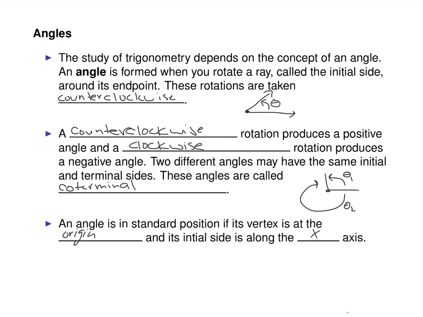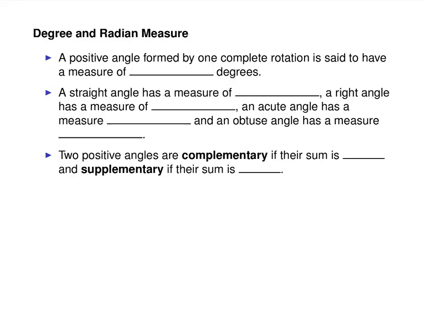Okay, so my guess is you know most of the stuff that comes next. So how many degrees is one complete rotation? 360. Okay, a straight angle. A straight angle would look like there's your initial ray and you rotate around until you have a straight ray in the other direction. How many degrees is that? 180. What's the measure of a right angle? 90.